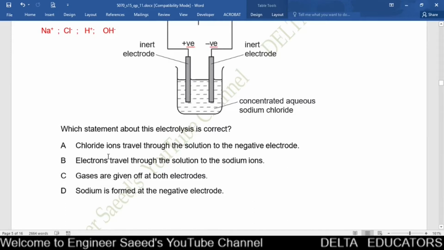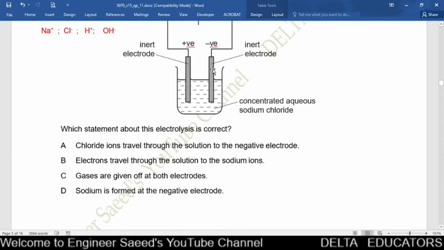So option B is also incorrect. Option C: gases are given off at both electrodes. At this positively charged electrode, what reaction will take place? Toward the positively charged electrode, chloride ion will migrate, and at this electrode, chloride ion will lose an electron and it will be converted to chlorine gas. So at the positive electrode, we will get chlorine gas.